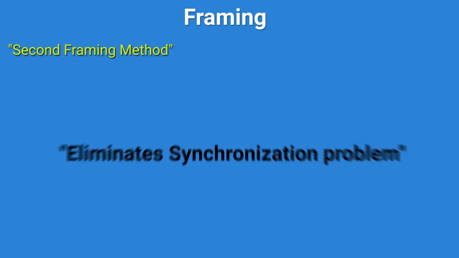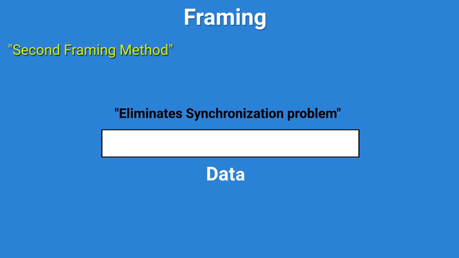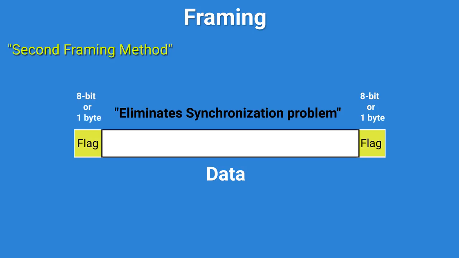Here comes the second framing method. It eliminates the problem of resynchronization of frames at the receiving node. It does this by adding special bytes at the start and end of each frame. That special byte is often called a flag byte. To separate one frame from the next frame, an 8-bit flag, or 1-byte flag, is added at the beginning and the end of a frame.